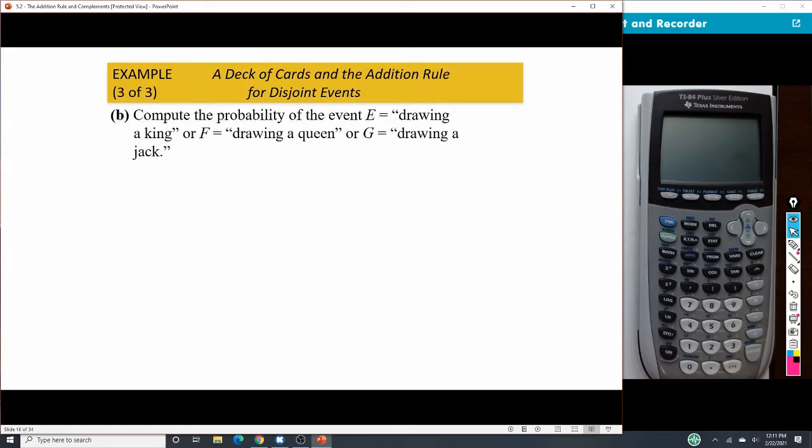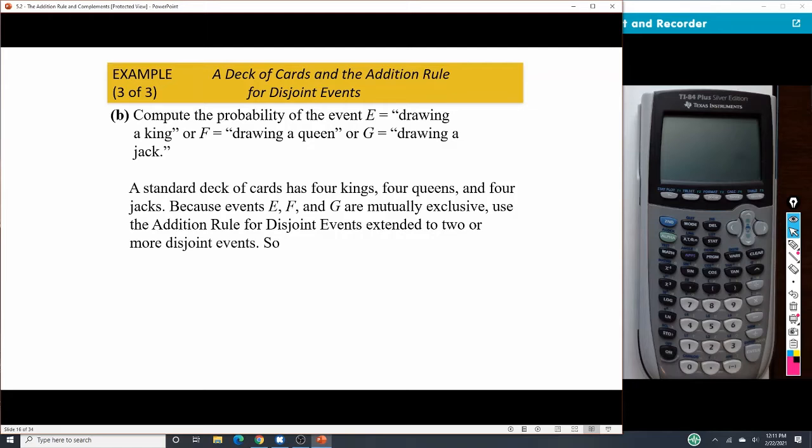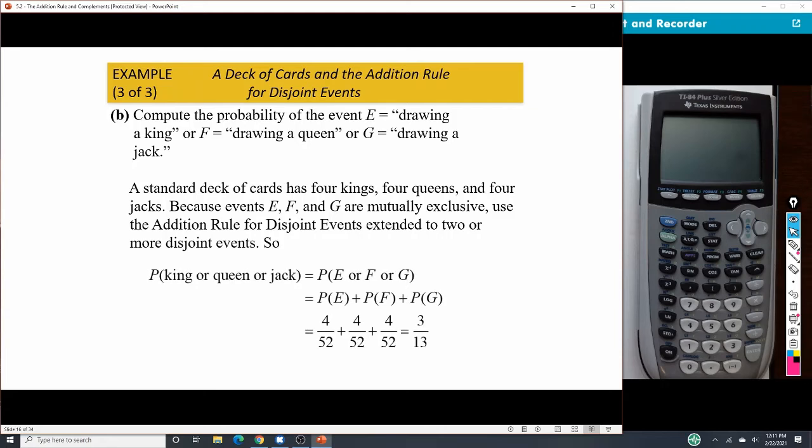Now, what is the probability of drawing a king, or a queen, or a jack? Okay, so these things are mutually exclusive, and so we would look at each one of those. So we would have 4 out of 52 for each one of those. We add that together and reduce, and we get 3 out of 13 for those.